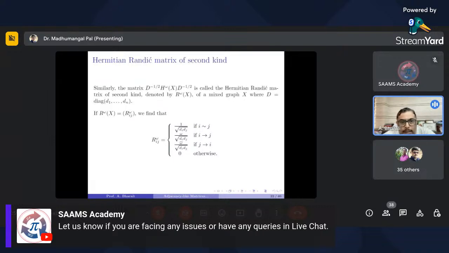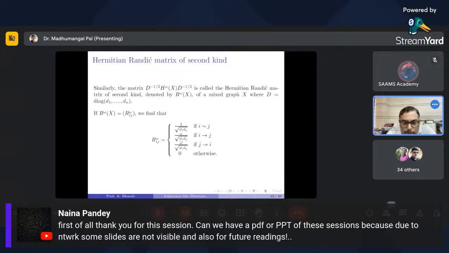And recently, this is what we came up with: we have tried to have a similar matrix based on the Randić matrix of the second kind, and we defined it as the Hermitian Randić matrix of the second kind. So this is the matrix. In place of i, we have omega and omega bar. And let us see what differences you can have if we define this matrix like this.